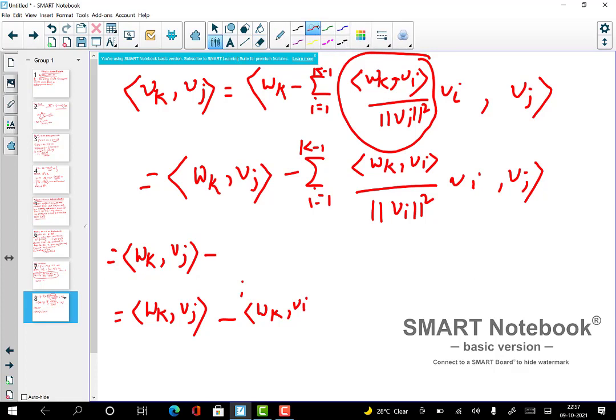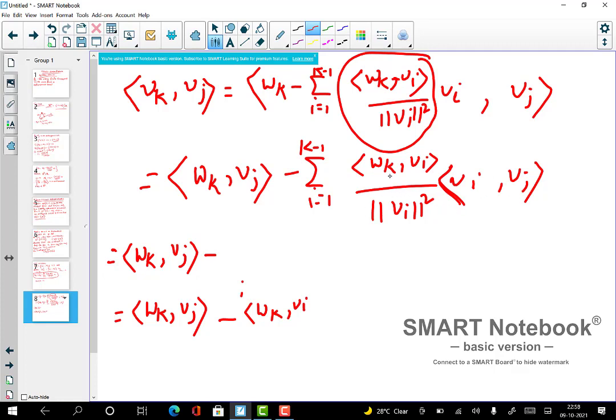Okay, so I can't take it out. So when i equals j, then only this survives. So how do I write it down? When i equals j, there will be an inner product here. When i equals j, the inner product will survive, which is the norm of Vj whole square, but when i is not equal to j, it is 0, right? Because of the induction hypothesis.